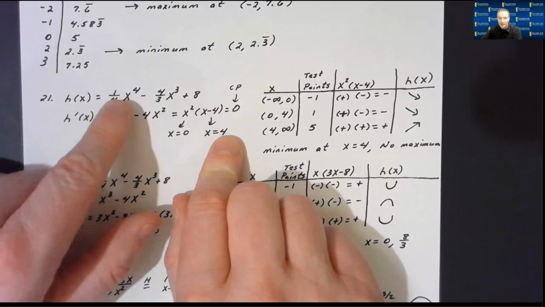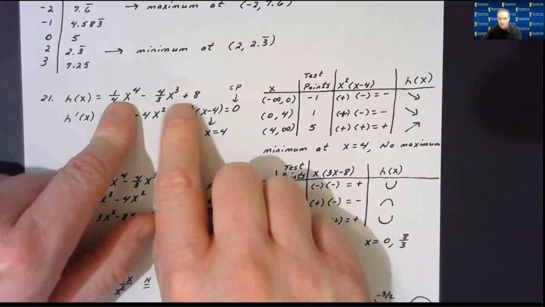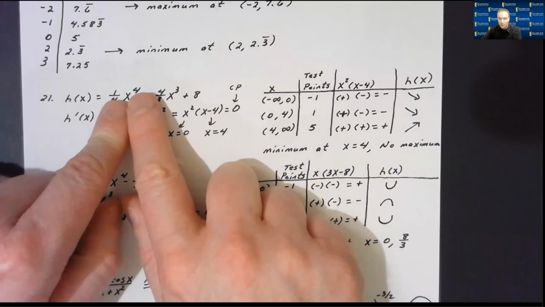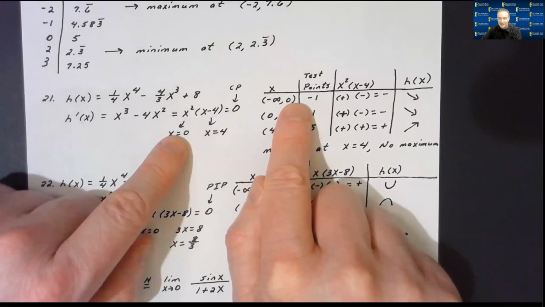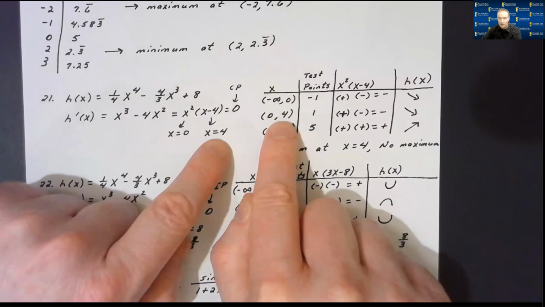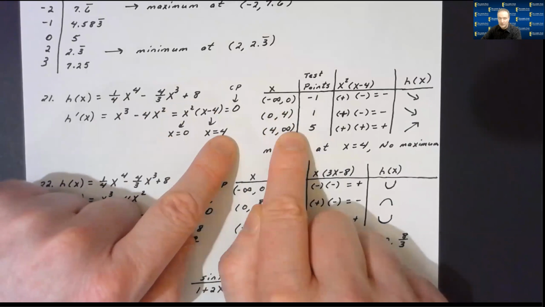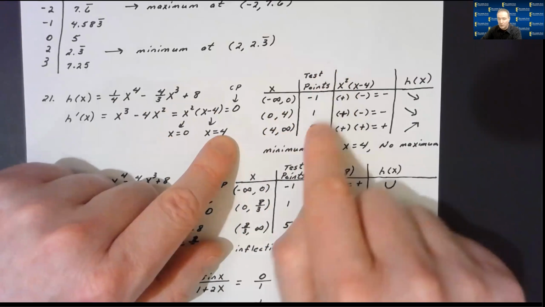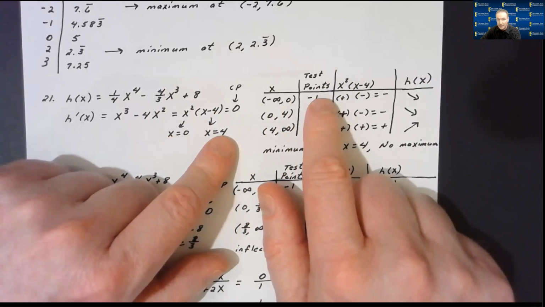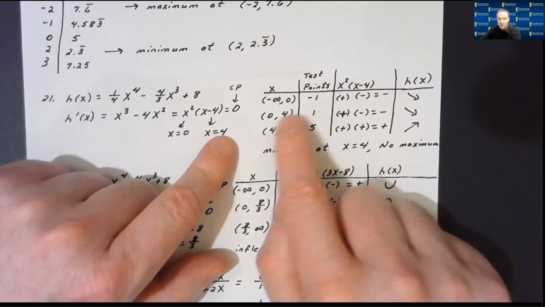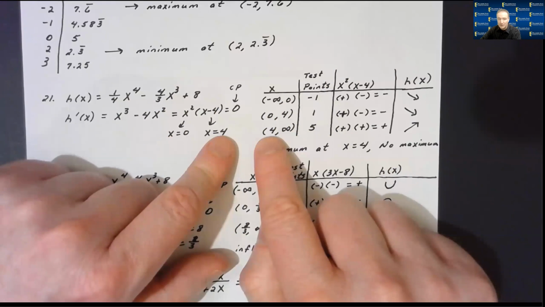So I have to break up the domain of the original function, which would be all real numbers since it's a polynomial, with these two critical points. I go -infinity to 0, and then 0 to 4, and then 4 to infinity. I choose test points within each of the intervals. Nothing special about these values other than they are inside of the region they're supposed to represent.